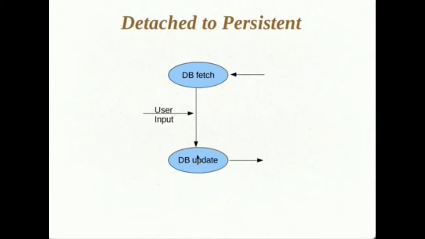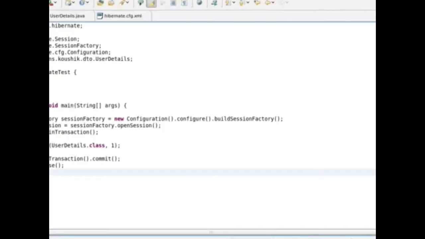Now, how do I move an object from the detached state to a persistent state? Once I make this object back to a persistent state, the user input updation is as simple as setting the properties of this persistent object. But now, how do I move it from detached to persistent? So that's something that we're going to look at now.